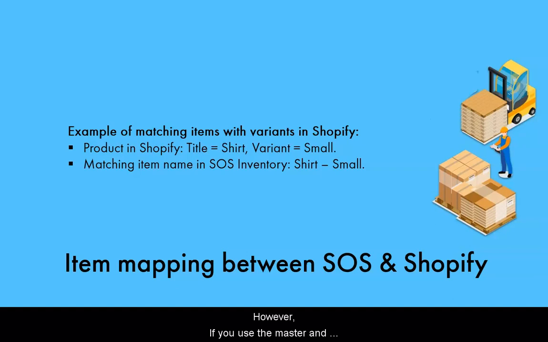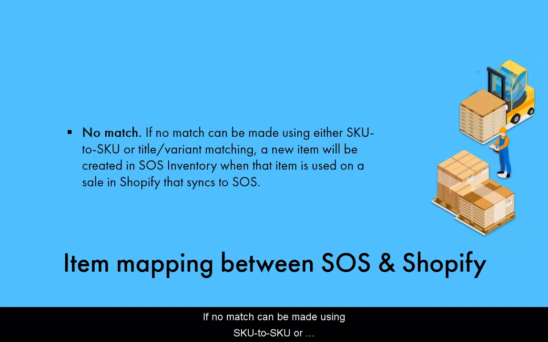However, if you use the master and variant item feature in SOS Inventory, use SKU to SKU matching to ensure that a variant in SOS Inventory matches a variant in Shopify. If no match can be made using SKU to SKU or title variant matching, a new item will be created in SOS Inventory when that item is used on a sale in Shopify that syncs to SOS.